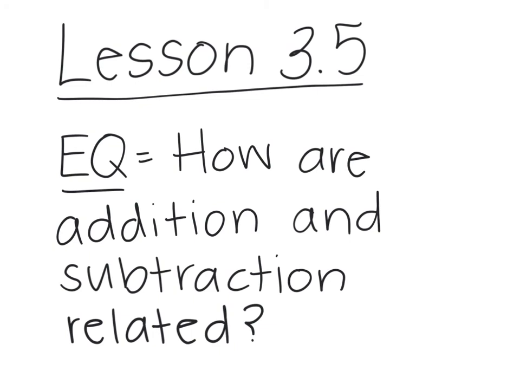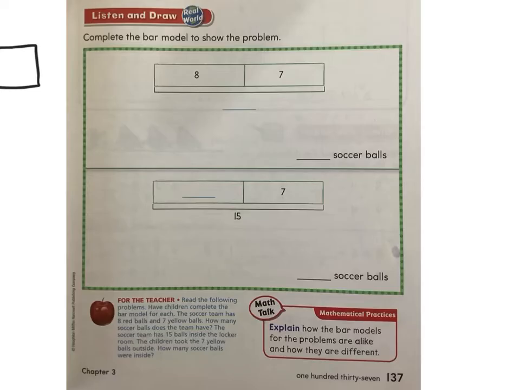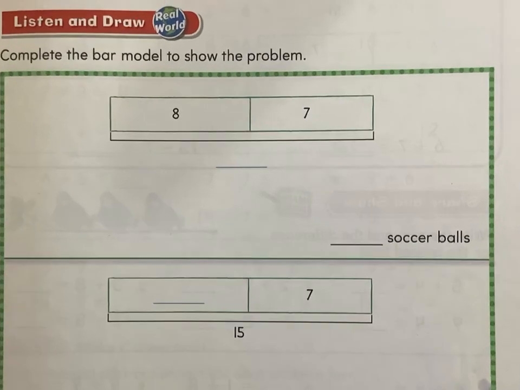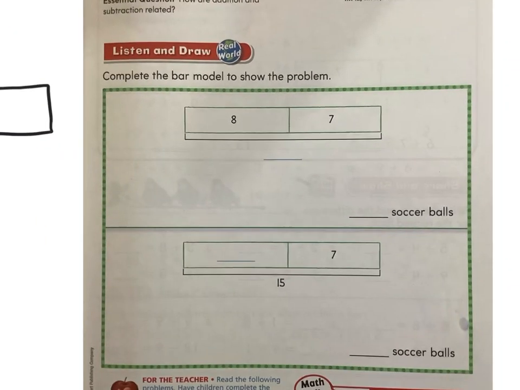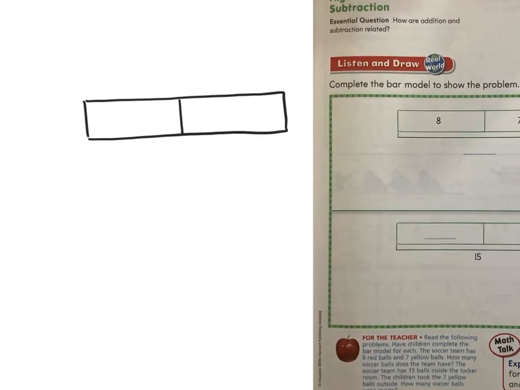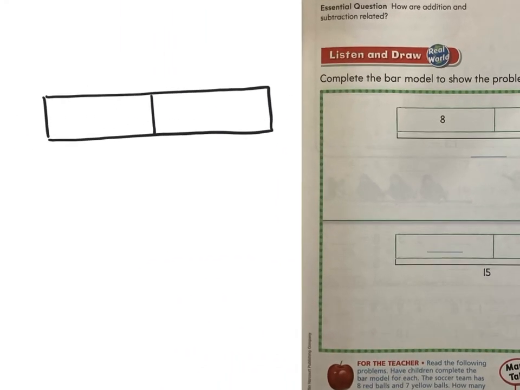Now we're going to move on to our new lesson, lesson 3.5. Our essential question is, how are addition and subtraction related? All right, go ahead and take out your math book and please turn to page 137. This page has this little picture, which is called the bar model. So what this is, it's our part whole. So I talked about that in the last video.